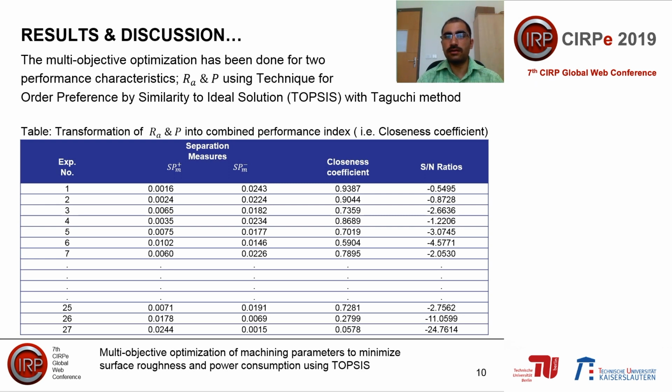In brief, TOPSIS measures the Euclidean distance from the ideal positive solution and the ideal negative solution, which are known as the separation measures. In the table you can see that SPM plus is the positive separation measure, and SPM minus is the negative separation measure. Finally, using these two separation measures, we calculate the closeness coefficient, which represents the combined performance index for these two responses. This closeness coefficient is used as a single objective, and then we calculated the SN ratio using the Taguchi method.